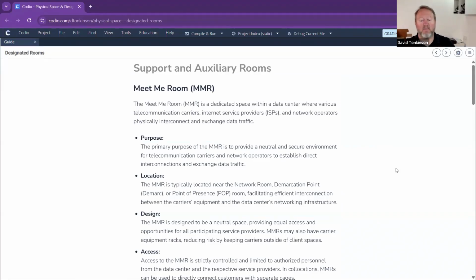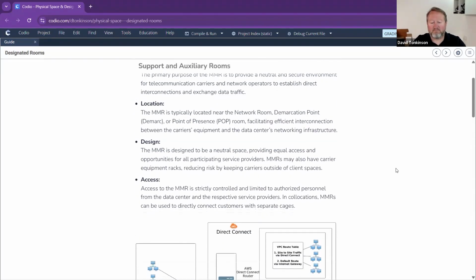Then we have our MMR, our Meet Me room. I said it was quite interesting. It falls under the support and auxiliary room. It's basically a dedicated space in the data center where various telecommunications carriers, so your ISPs and network operators, physically interconnect and exchange data traffic. It's kind of a bit weird because that sounds pretty much like a demarcation room. Yes, we kind of covered that in networks. This one is a specific MMR room.